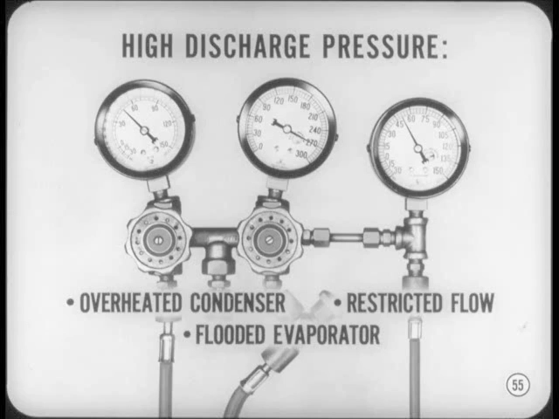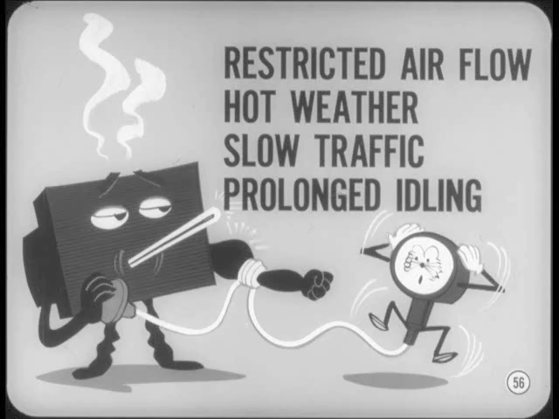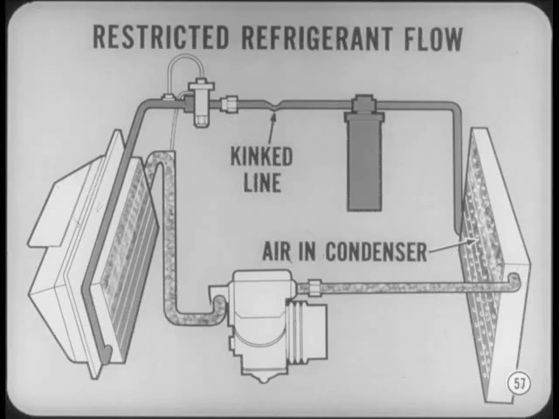Okay, Tech. Now, if abnormally high discharge pressure shows on the center gauge between 240 and 300 pounds, it can mean an overheated condenser, restricted refrigerant flow, or a flooded evaporator. The condenser will run hotter than normal and cause high pressure in the system if airflow through the unit is restricted by dirty or bent condenser fins. Of course, hot weather will run up condenser temperature too, especially with slow traffic or prolonged idling.